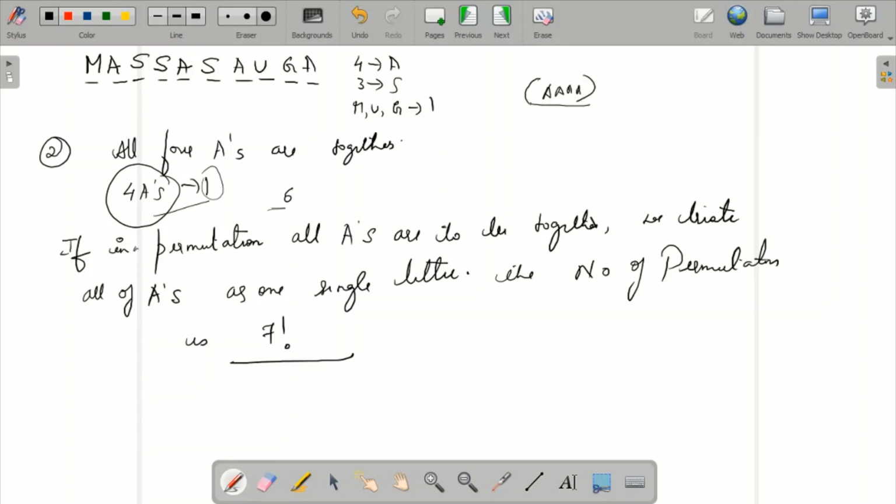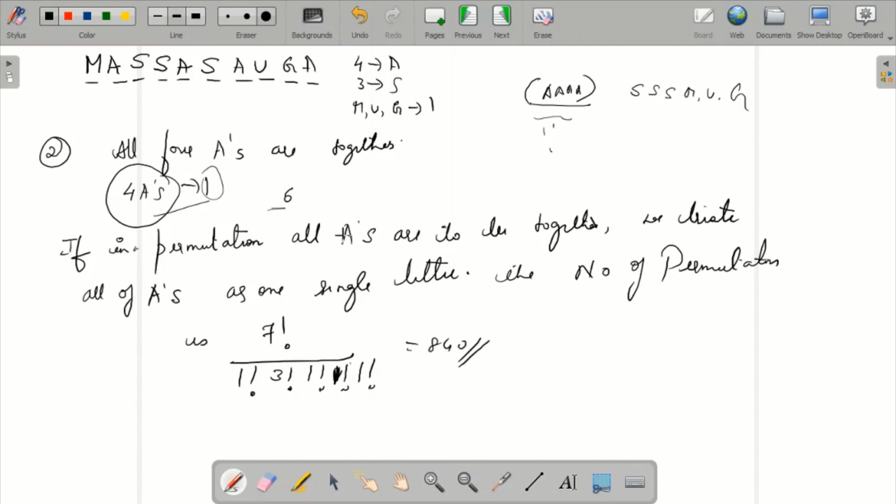All 4 A's are together, and then for example S, M, U, G. Okay, all 4 A's are together, they have given a condition. If all 4 A's are together, then this is considered as 1 factorial way. So for A it is 1 factorial, for S it is 3 factorial, for M 1 factorial, for U 1 factorial, and for G 1 factorial. So 840 is the answer.